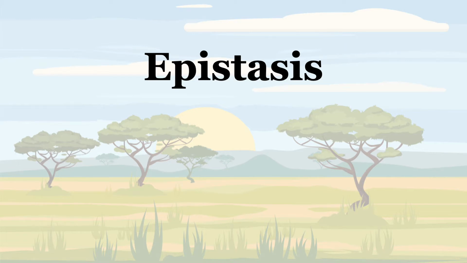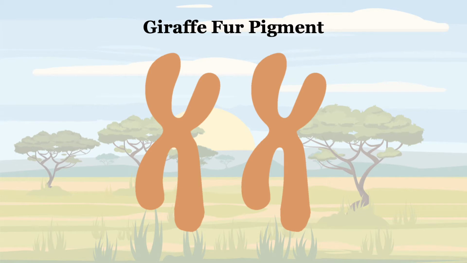The fur pigment of an extremely rare species of giraffe found only deep in the African savanna is an example of epistasis. This gene is controlled by two loci. The first locus has the A allele, while the second locus has the B allele. We will see later that the gene with the A alleles is epistatic to the gene with the B alleles.